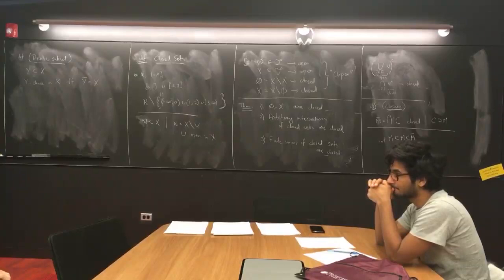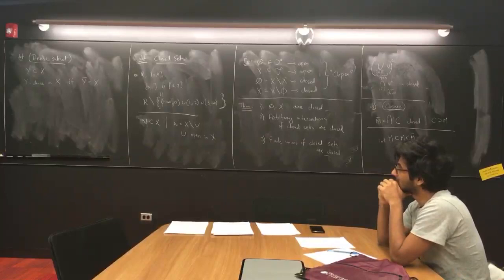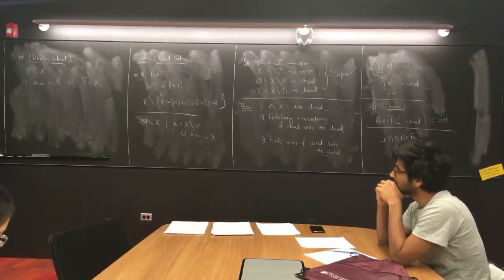Could it be the entire real line minus zero? It can. It's still not the smallest. There's something smaller than that? How do you define irrationals? Given that you only know rational numbers, how do you define irrationals?